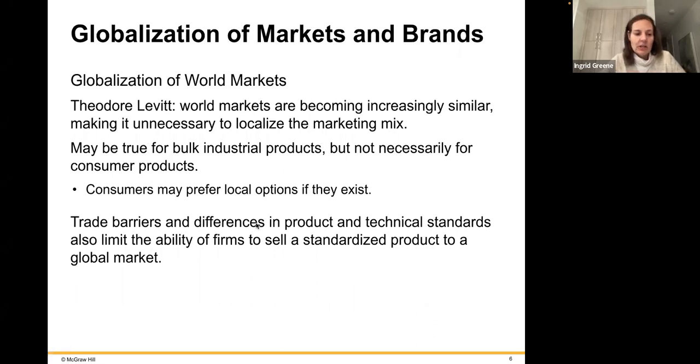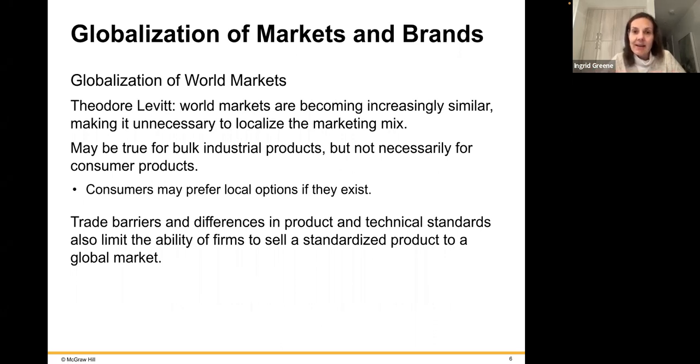Trade barriers and differences in product technical standards also limit the ability of firms to sell a standardized product. So again, you can see the author is telling us that these trade barriers make it harder for organizations to standardize their products and take advantage of economies of scale. And that is true when we have open borders like between Mexico and Canada. We can move products much more easily.